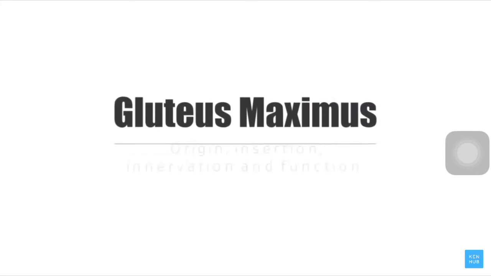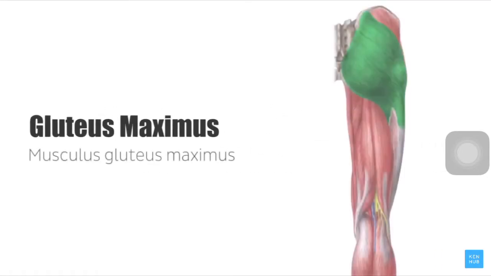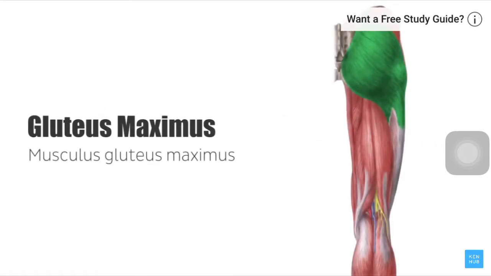We will discuss the origin, insertion, innervation, and function of the gluteus maximus. The gluteus maximus muscle builds the most superficial layer of the dorsal gluteal musculature and so forms the surface anatomy of the gluteal region or buttocks.